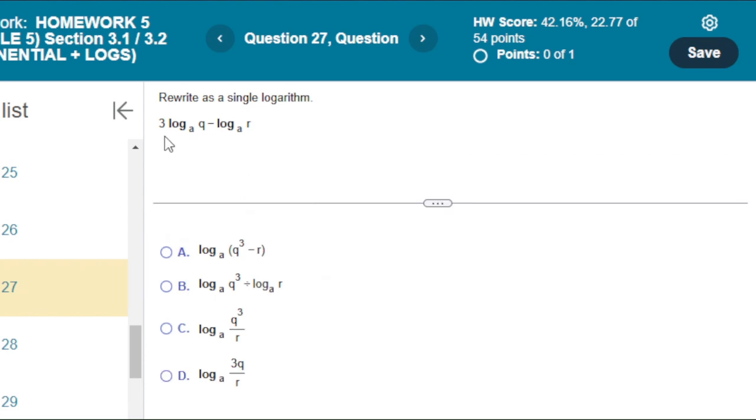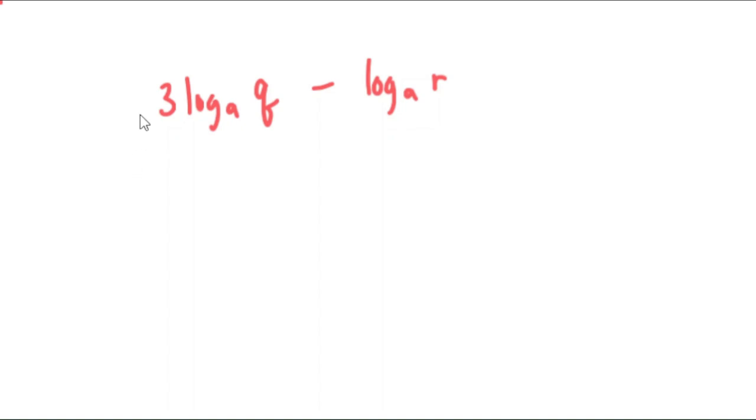Now, this one is really just the opposite. It says rewrite as a single logarithm. So here, it's all broken apart, and we want to put it back together. So we have 3 times log base a of q minus log base a of r. Okay, 3 times log base a of q minus log base a of r. Well, what is this equal to? Well, we can rewrite this by taking the 3 and making it an exponent right here.